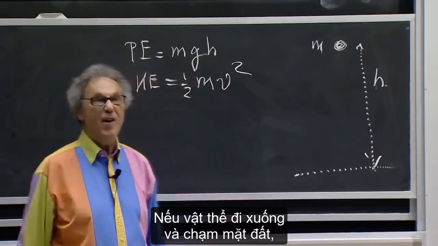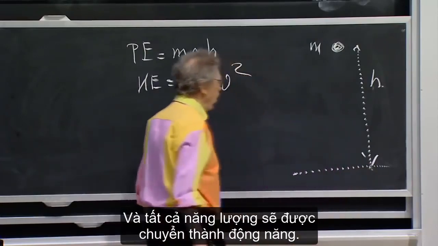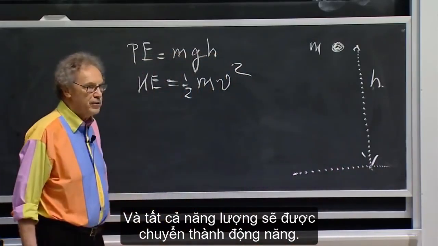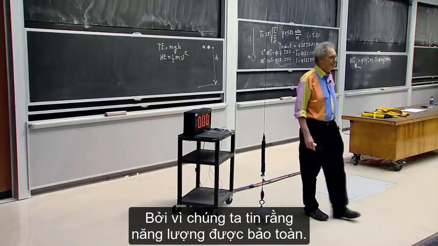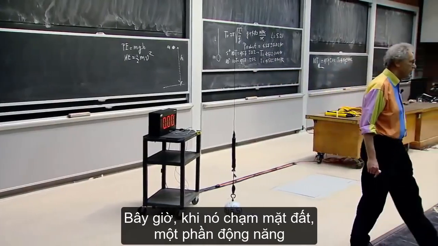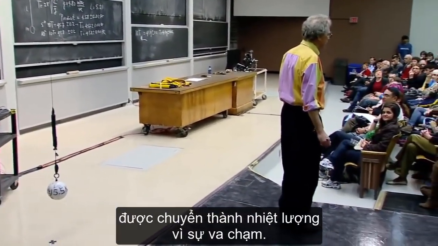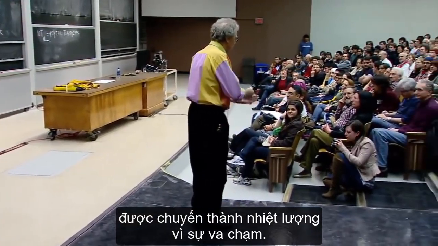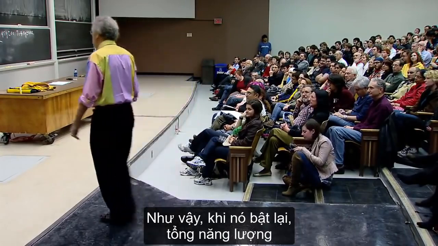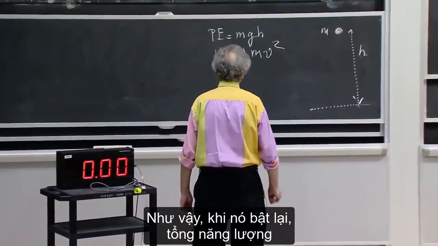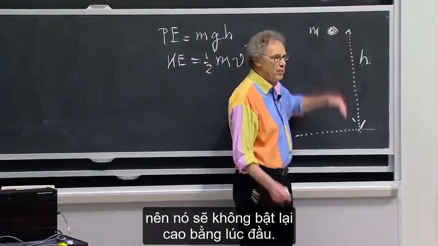If the object goes down and it hits the floor, then the potential energy is 0, and all that energy is now converted to kinetic energy. Because energy, we believe, is conserved. Now, when it hits the floor, some of that kinetic energy may be converted into heat because of the compression. If it were a tennis ball, that would certainly happen. So in other words, when it bounces back, the total energy is no longer the full mgh, but is a little less, and so it won't bounce as high.